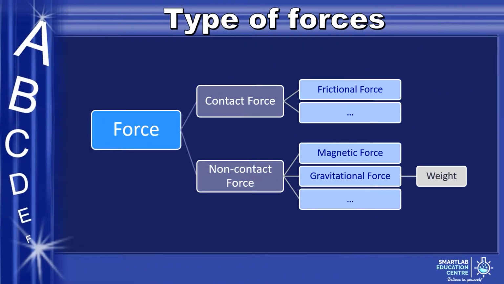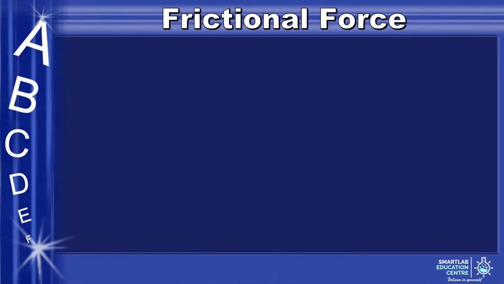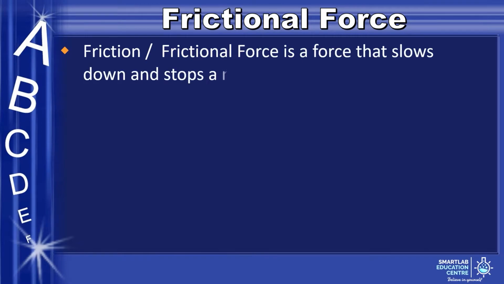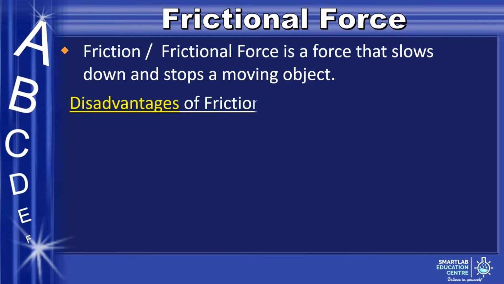Next, we discuss about several important types of force: frictional force, magnetic force, and gravitational force. Frictional force is a contact force, that means it requires contact to occur. Frictional force, or also called friction, is a force that slows down and stops a moving object. Friction has both disadvantages and advantages.